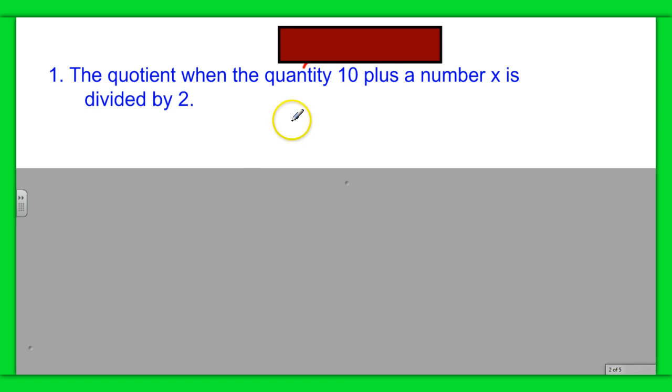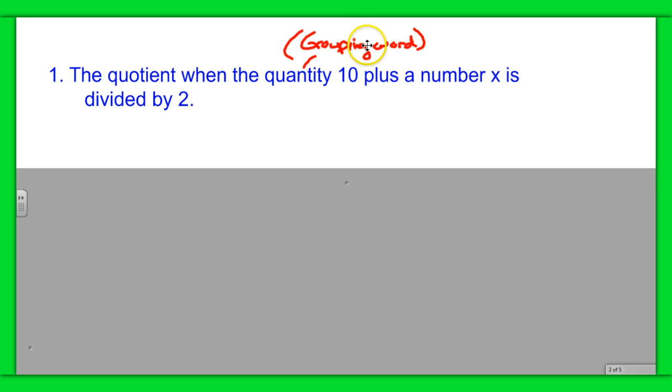Okay, there are 2 common ways to do this, and the word quantity is really important here. We talked about that in our last class. Quantity means what? You're right. It means it's a grouping word. It means there's some combo happening there, right? And so we would say the quantity. Whoops, I got the wrong tool. Just a second. The quantity 10 plus keyword, a number x. So we're grouping 10 plus a number x. That is the group. Is being divided by 2.